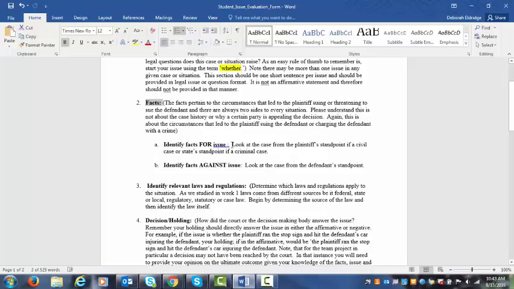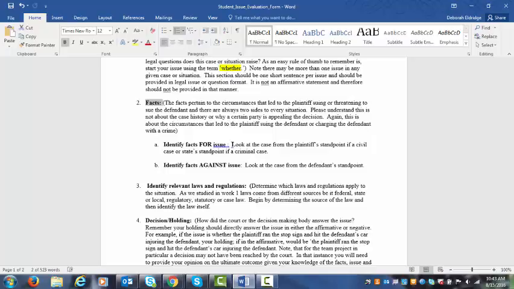It could also be a civil wrong, talking about different areas like environmental and other areas, but you're looking at the situation from the plaintiff's standpoint when you're identifying facts for the issue. Because there's always going to be facts for the issue which support the issue, and there's always going to be facts against the issue. And facts against the issue are those that are generally going to favor the defendant's standpoint. There may only be one or two facts against the issue, but there's going to be a fact nonetheless.